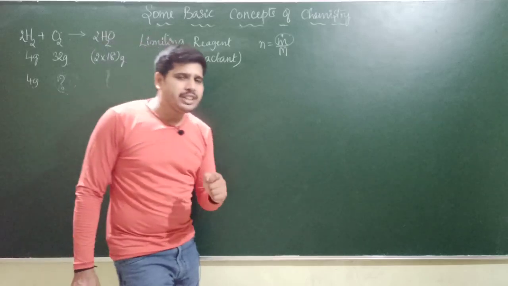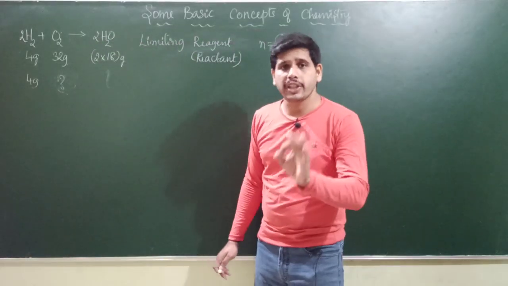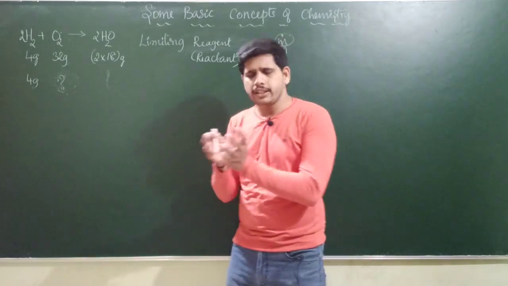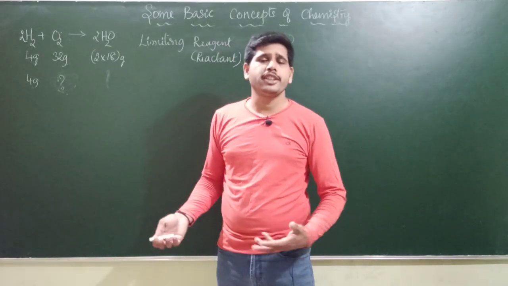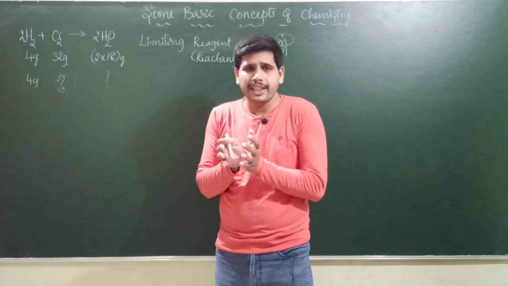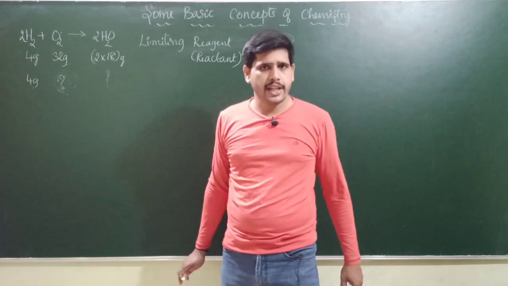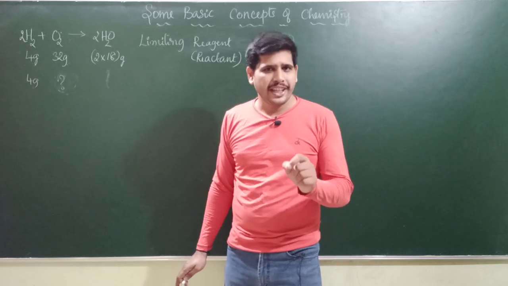So our first work in these types of problems is to calculate which one is the limiting reactant. Or you can go another way: which one will be the excess reagent, that also can be calculated, because if one is in excess, the other has to be limiting in the case of a two-reactant reaction. Hope you are getting it, dear students.